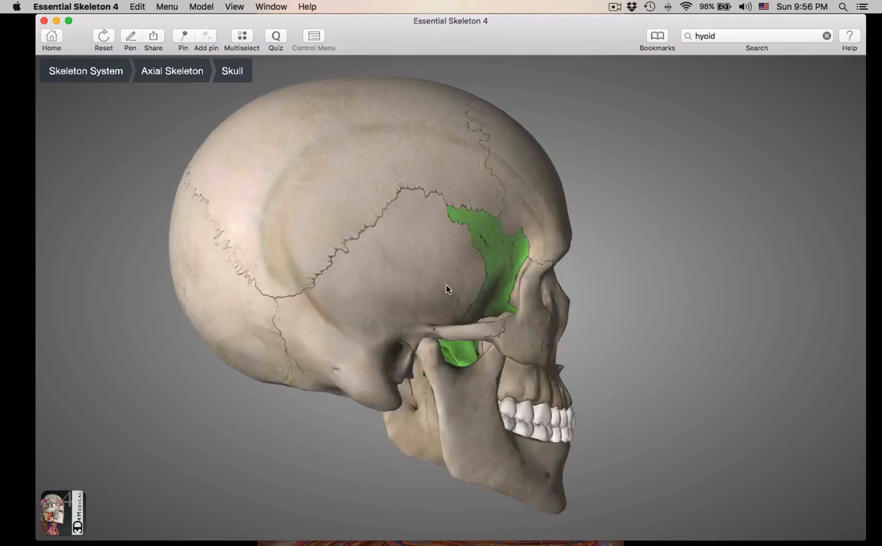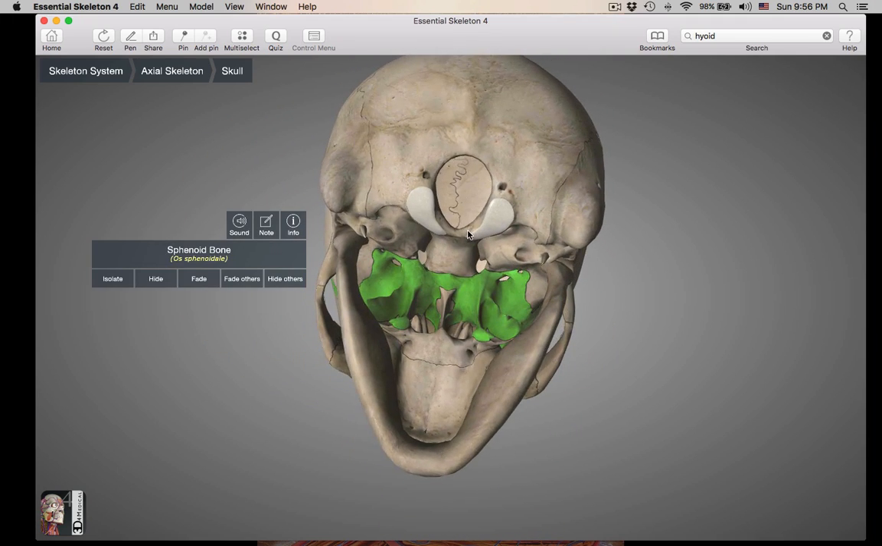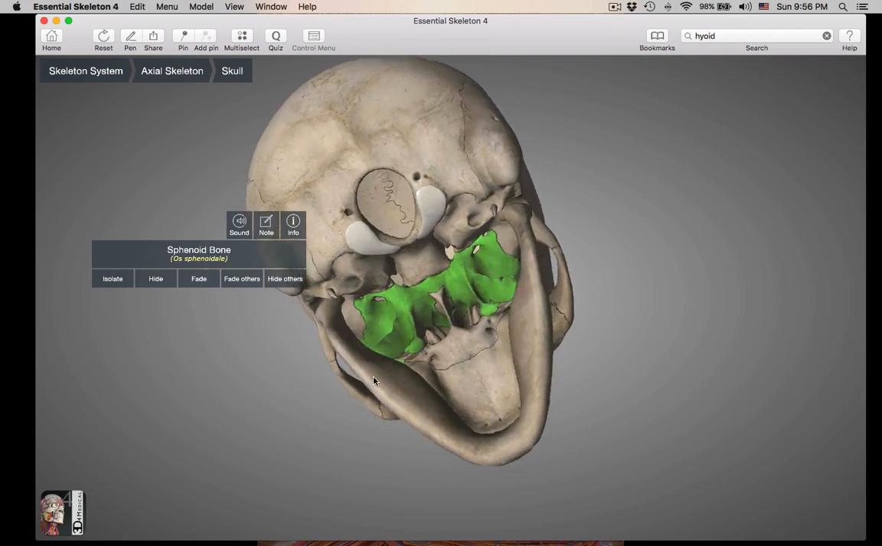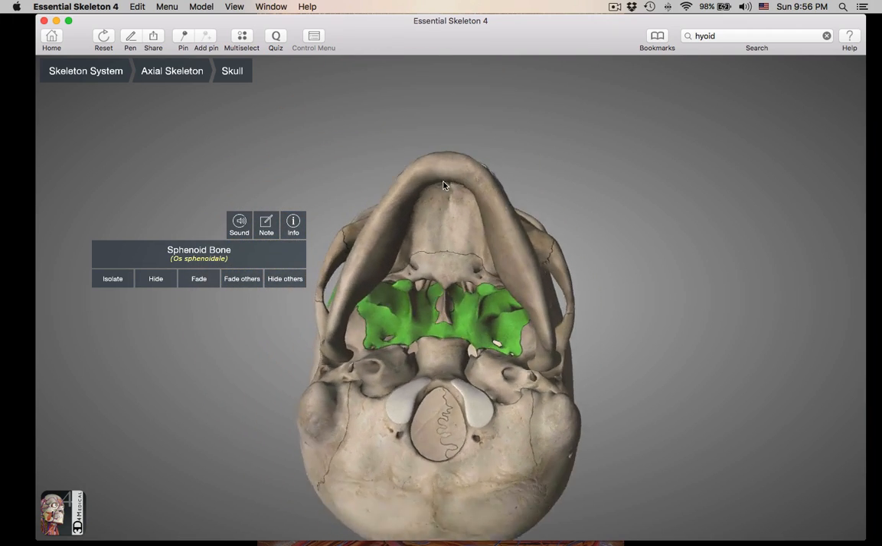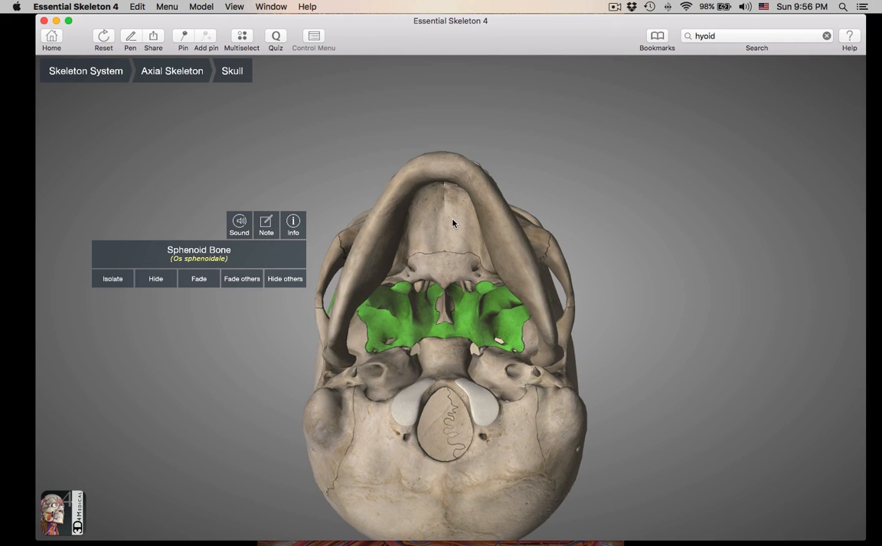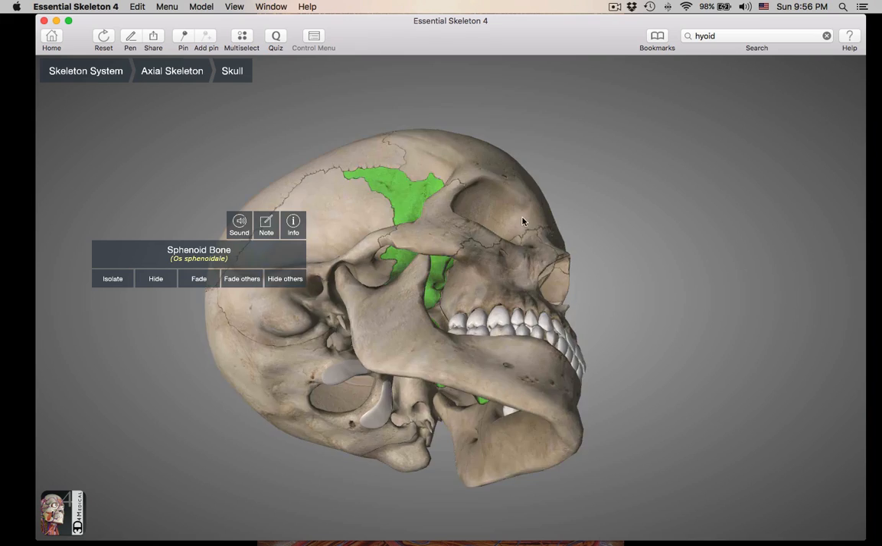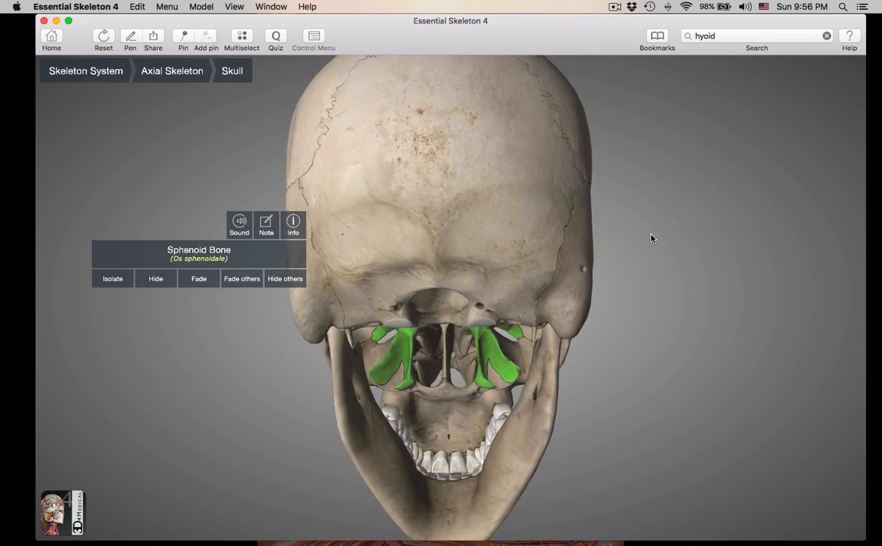And on the base of the skull, let's move this guy around. On the base of the skull, I can't get it. Can't really see it too well. Well, here you can see it better.